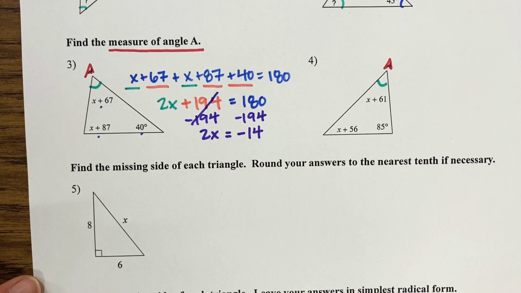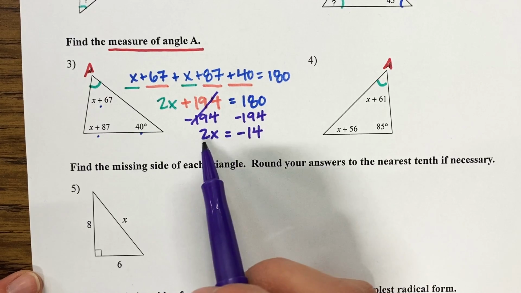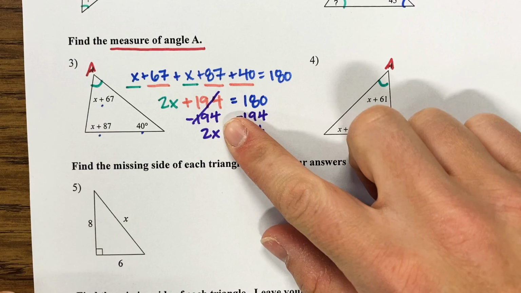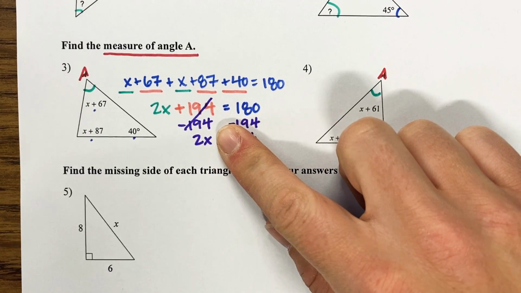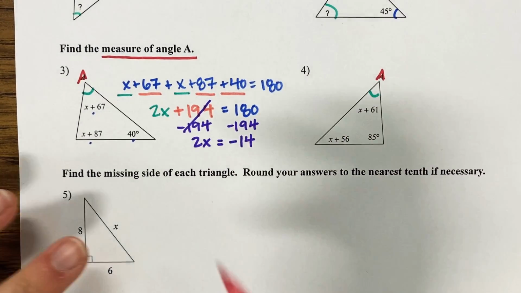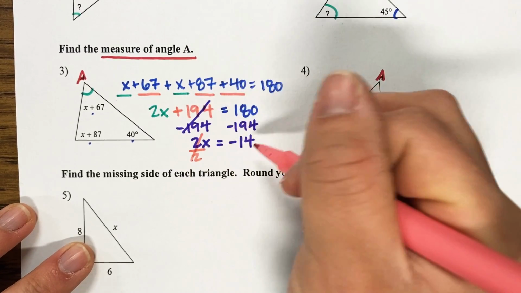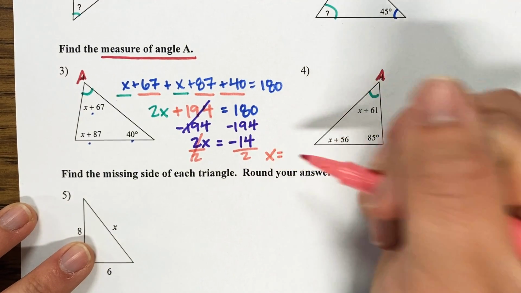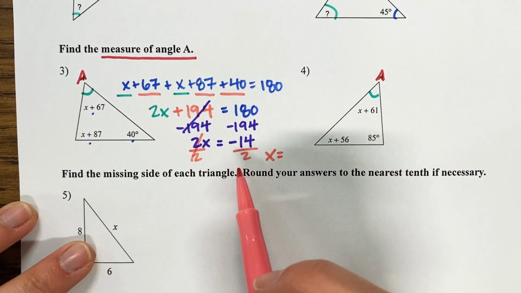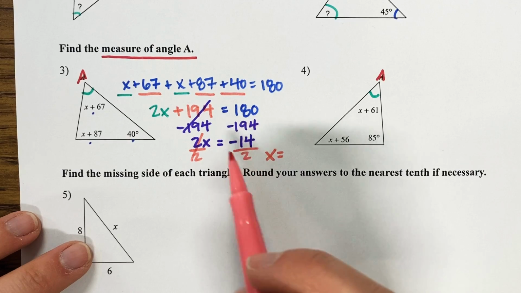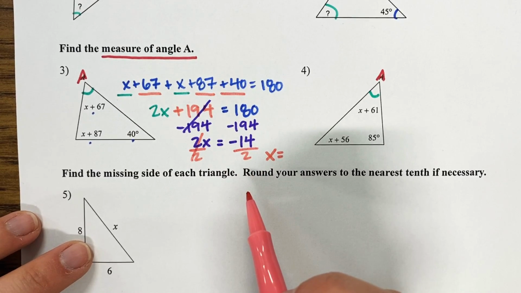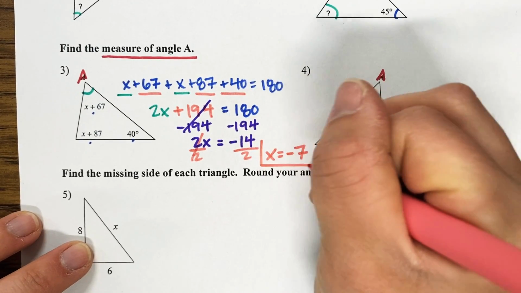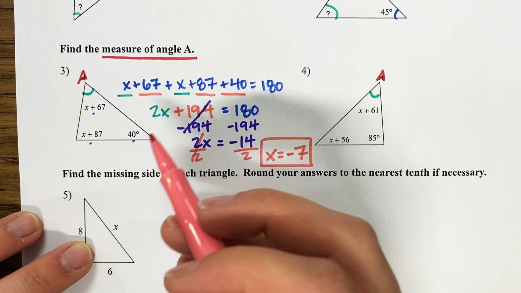Now that I have my x almost by itself, what is my very last step for getting that x by itself? What is the opposite of times by 2? We're going to divide by 2 on each side. Now I have my x all by itself. And what is my x? What is negative 14 divided by 2? We are going to get negative 7. And that is my x for number 3.